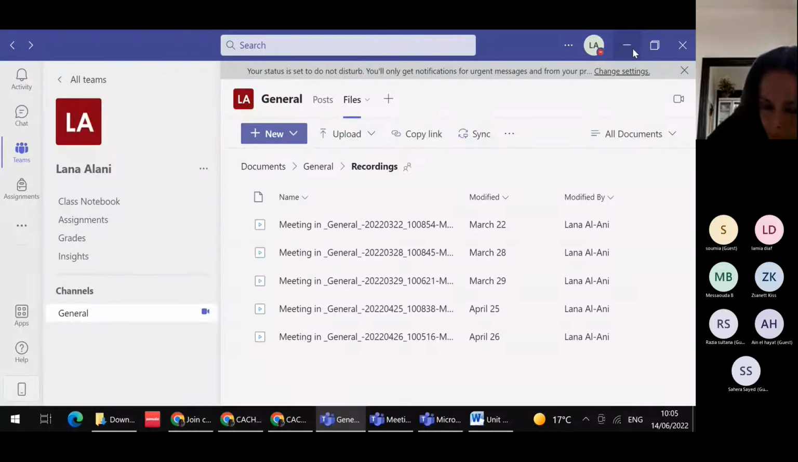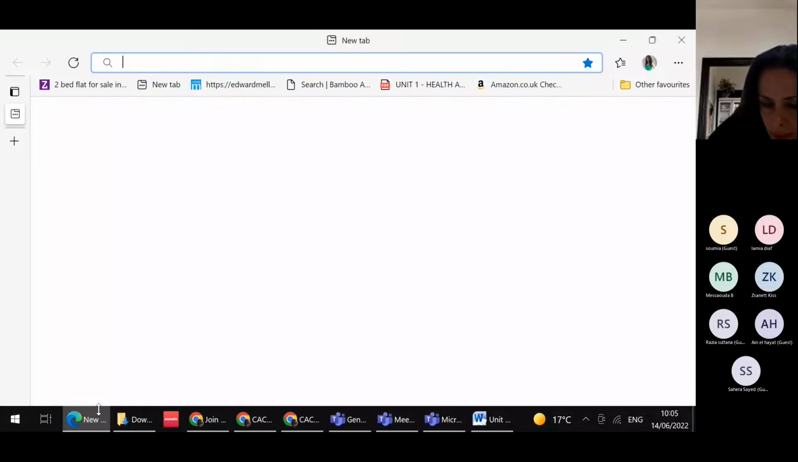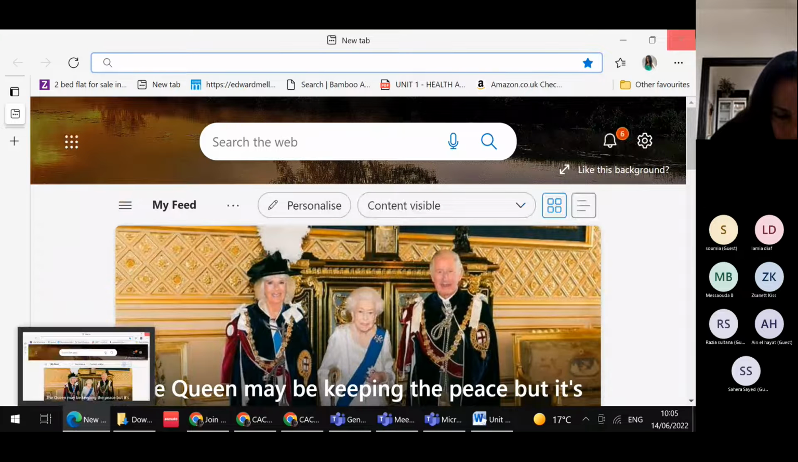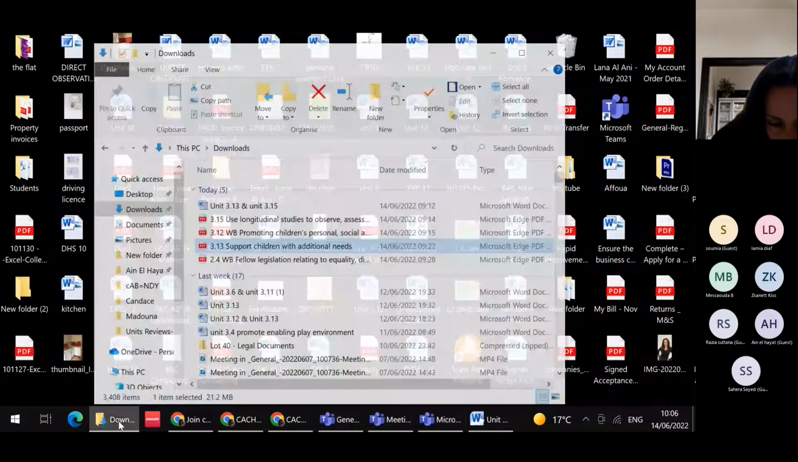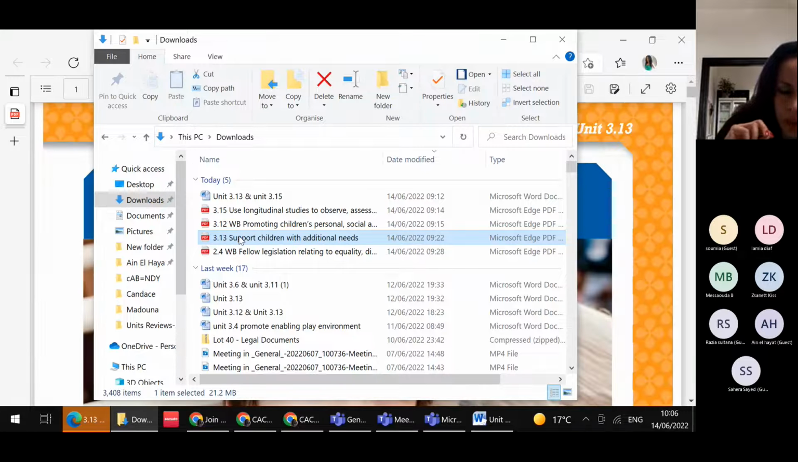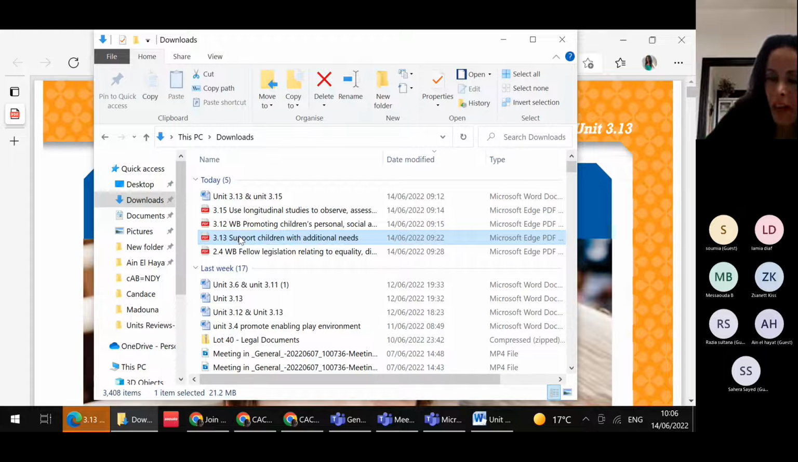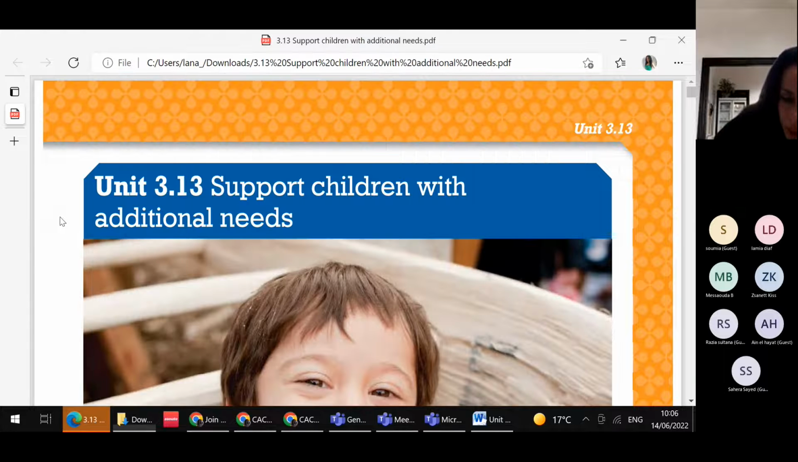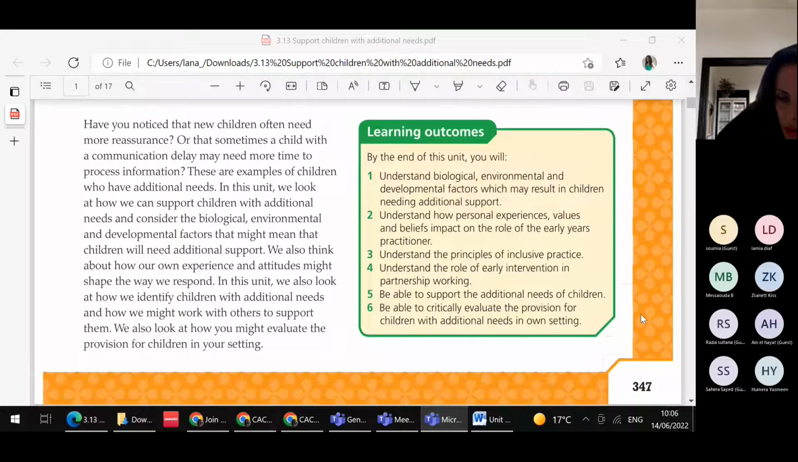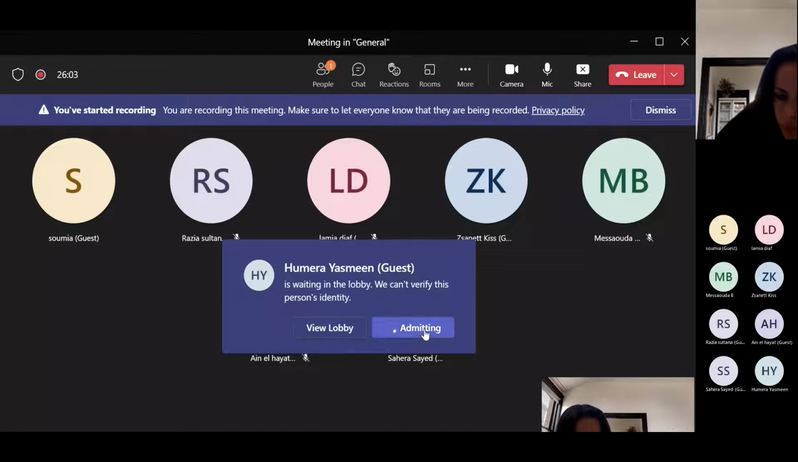Okay, so today we have 2 units. Sorry about that, I don't know what happened. Let me open it. So we have part of unit 313 and part of unit 315. The rest of the unit you will do as a reflective account. I'm going to send you all the reflectives in one go, and we will discuss and do them together.